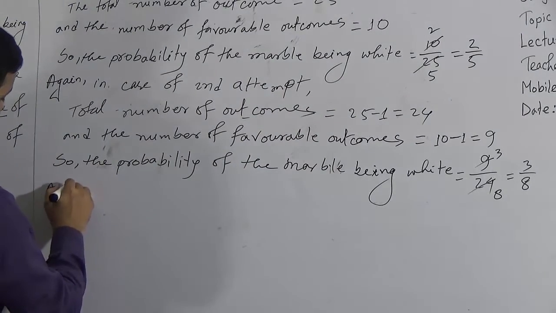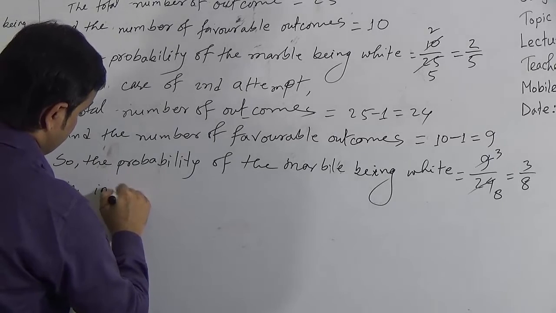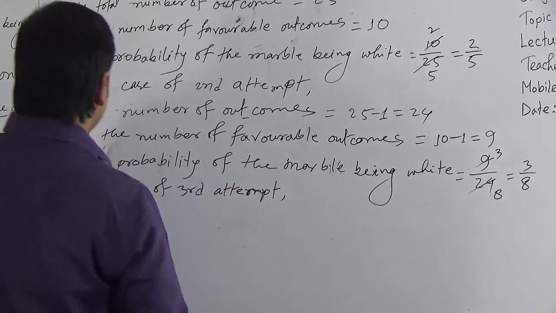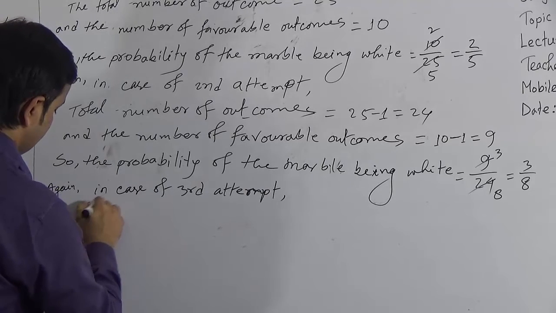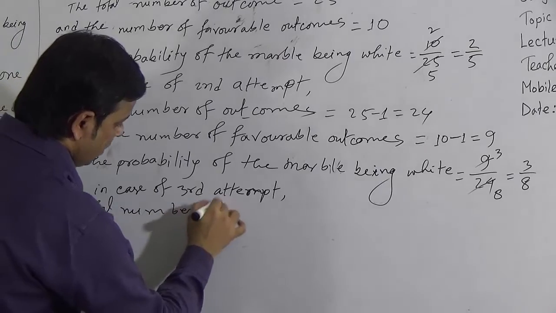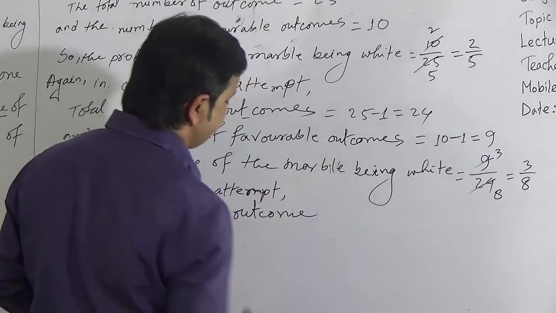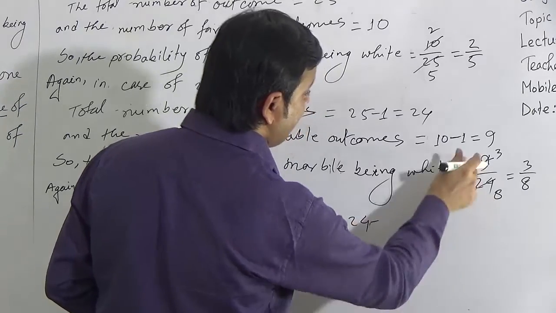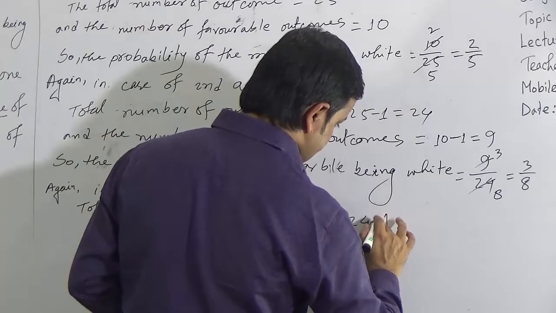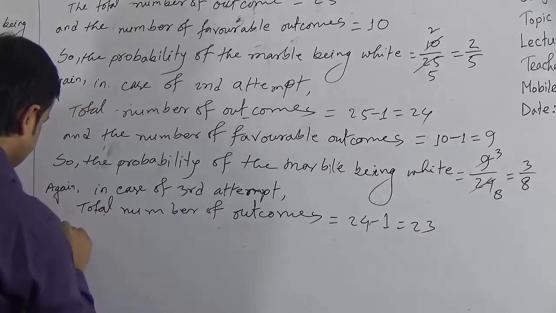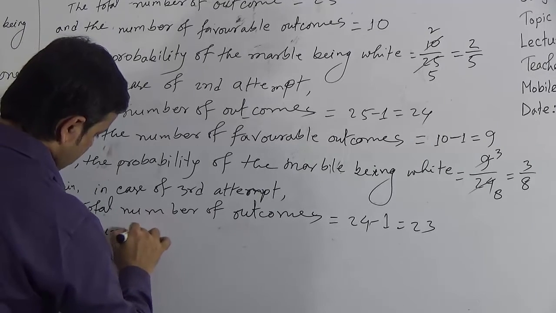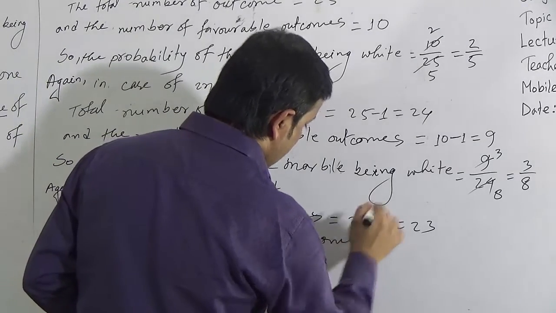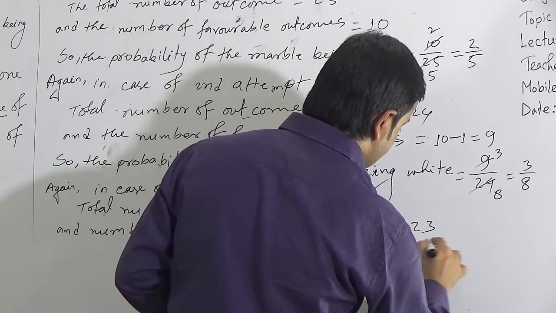Again, in case of third attempt, total number of outcomes, before this one, total number of outcomes is 24. So we have to subtract 1 again. So this will be 23. And number of favorable outcomes is equal to 9 minus 1, that is equal to 8.